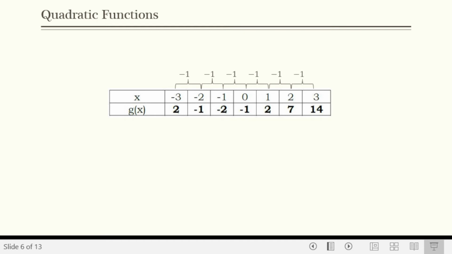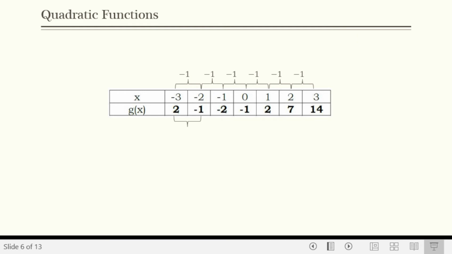If mapansin nyo, class, 1, 2, 3, 4, 5, 6, 7. So, 7 na yung table, yung values na kinuha natin. Kanina, 5 lang. So, this is what I told you. Pwedeng damihan nyo, depende sa inyo, or depende sa given. Okay? So, let's check yung g of x natin.